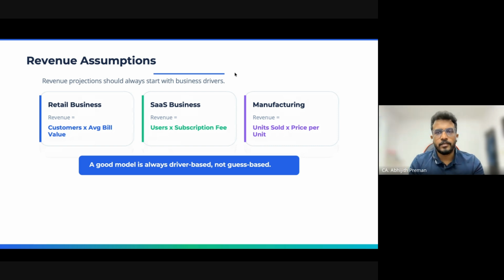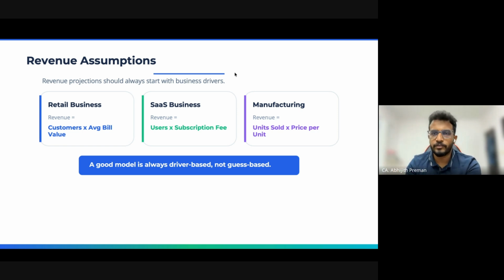Now we are going to the revenue assumption. Typically, when we build the financial model, the flow primarily starts with the profit and loss statement. For that, we need to know the revenue and the expense. Then the remaining is the profit, and this profit gets added to your capital and goes to the balance sheet.